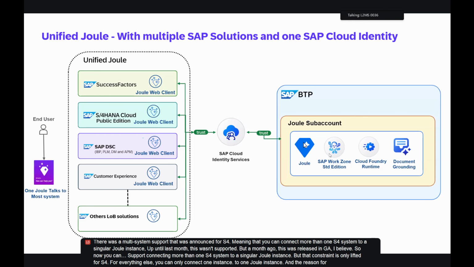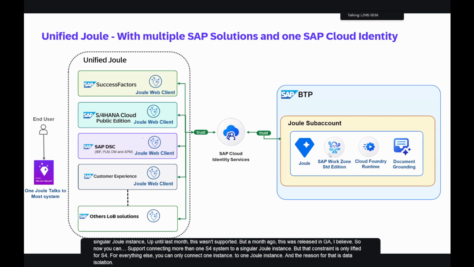And the reason for that is data isolation, especially for the cloud solutions. Data isolation is at the tenant level, so you don't want to be combining your SuccessFactors prod and SuccessFactors dev to the same Joule instance, for example.